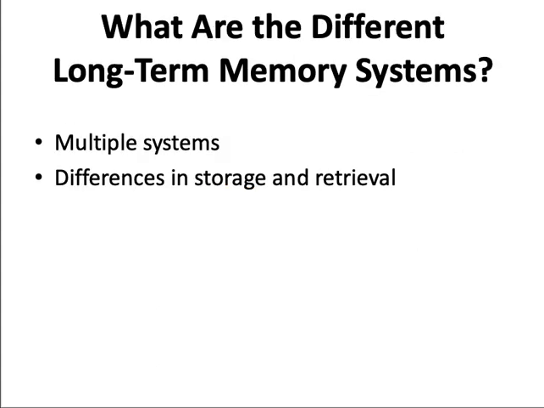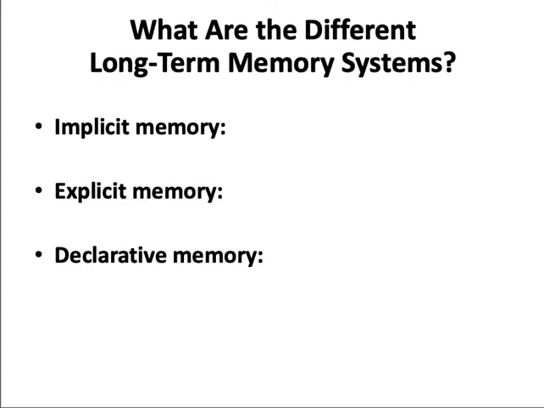All right, and back to long-term memory. What are the different long-term memory systems? Long-term memory is composed of multiple systems. Scientists do not agree on the number of human long-term memory systems. Long-term memories can differ in how they are acquired and how they are stored and retrieved. Fundamental differences exist between explicit and implicit memory, episodic and semantic memory, and procedural memory.